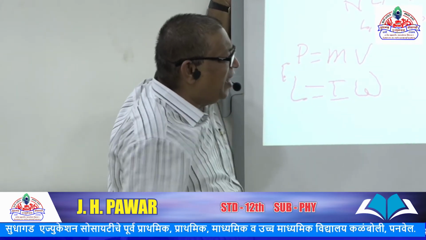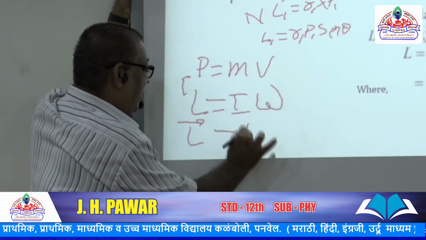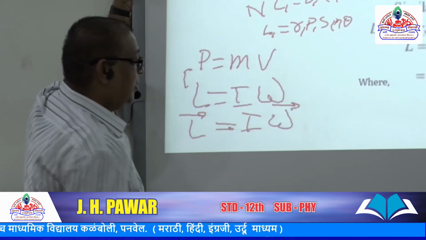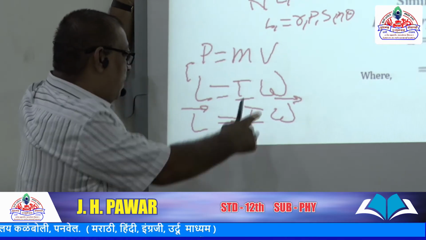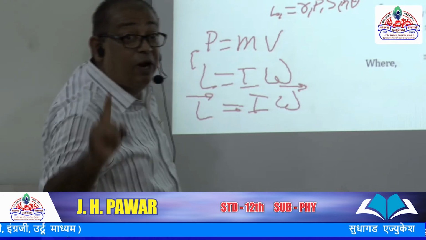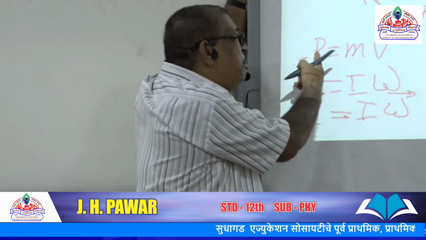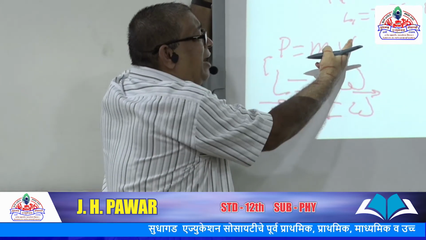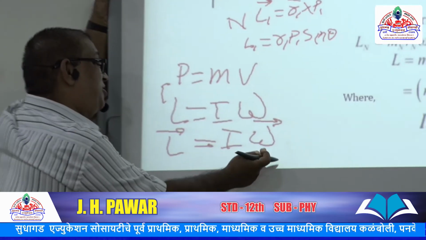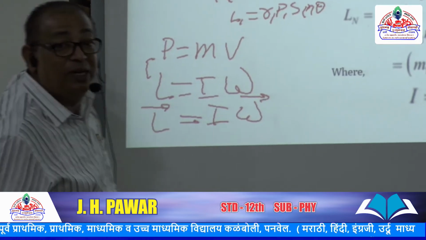How can we write the vector notation? This vector L can be taken as I into vector omega, because I is a tensor quantity. The direction of angular velocity and the direction of angular momentum are the same. Similarly, the direction of linear momentum and the direction of linear velocity are the same. This analogy is there.